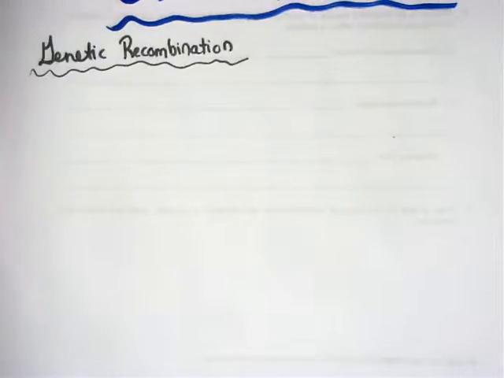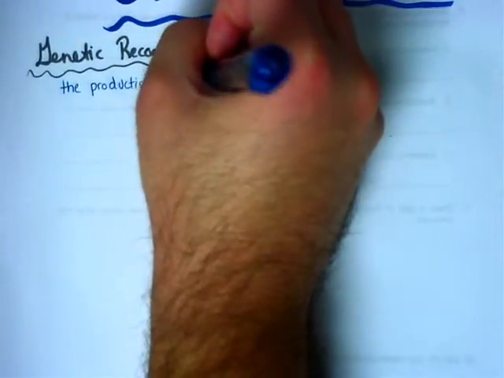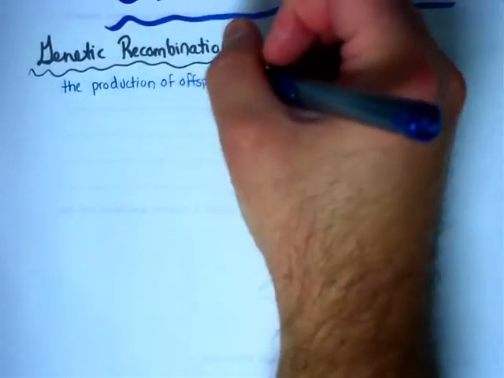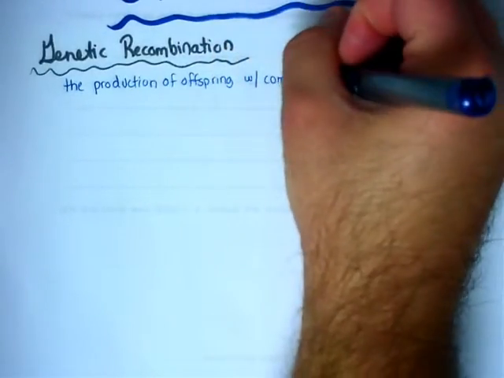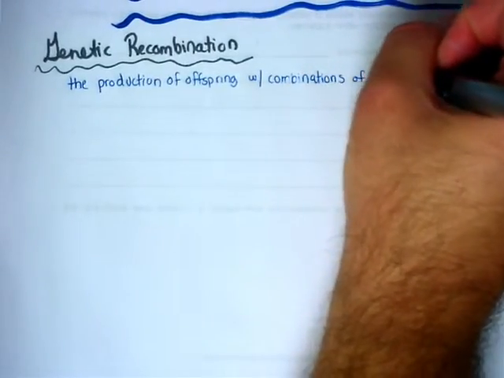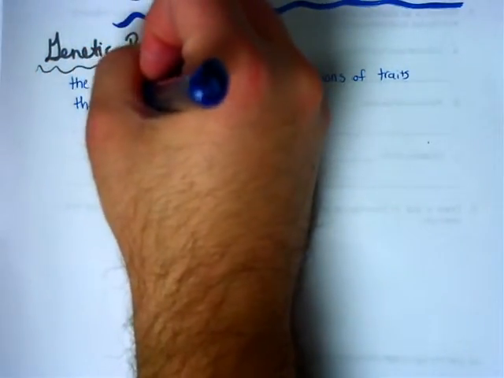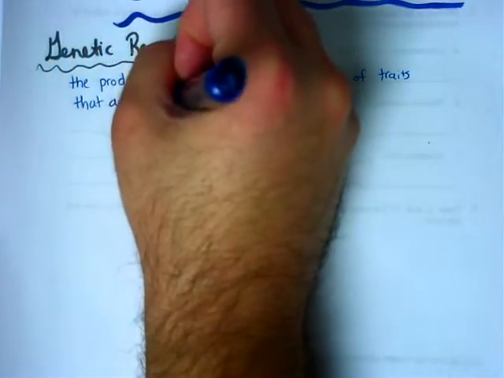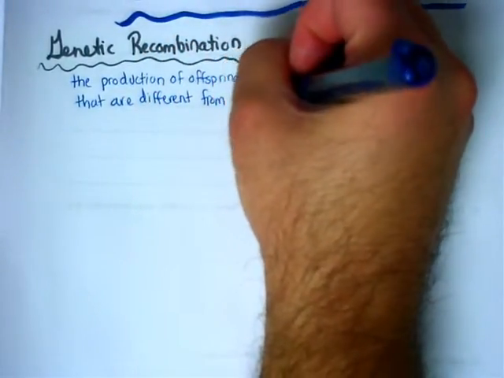And genetic recombination, we talked about this yesterday. This was the production of offspring with combinations of traits that are different from either parent.